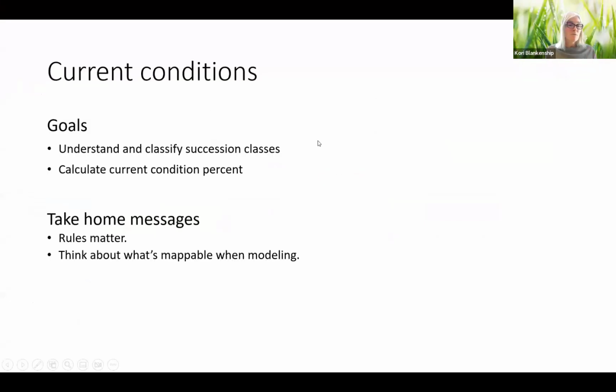Take-home messages. We're going to have time for questions here or a short break if there are no questions. The rules really matter. And you need to think about what's mappable when you're modeling, if you have to map state classes and you want to measure departure and map those states. Some things are hard to map. And so I'll just ask that rhetorical question: if you can't map it, should you model it? That's always something to think about in this type of work.